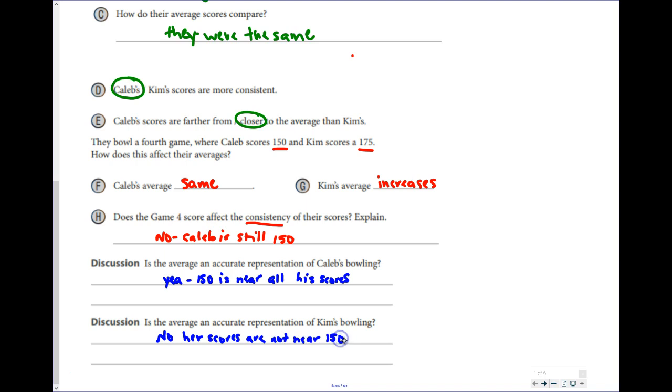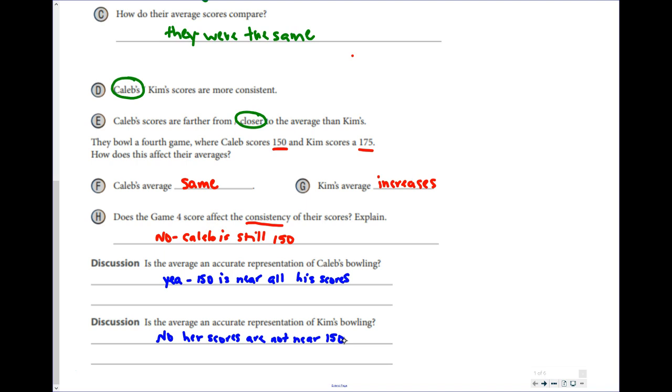Okay, so for Caleb, the average is super helpful. For Kim, it doesn't really describe what kind of bowler she is. If I said Kim's average is 150 and then you saw her actual game scores, you might be like, wait a second, that doesn't make any sense. So sometimes the mean is a good way to look at data and sometimes it's not.